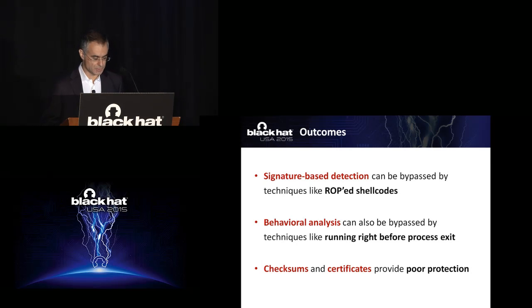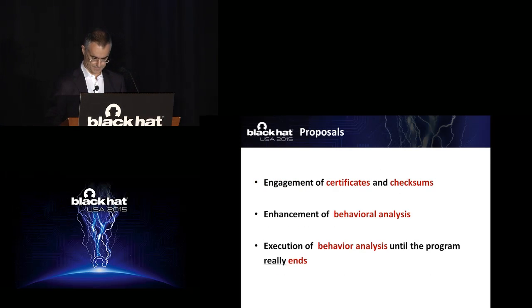The outcomes of this work: signature-based detection can be bypassed by techniques like ROP shellcodes, like the techniques that we propose in this work. Behavioral analysis also can be bypassed by techniques like running right before the exit process. And checksums and certificates provide poor protection. As we see, we can recalculate or erase the certificates and nothing happened.